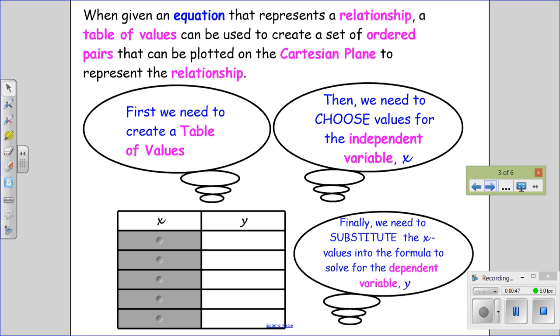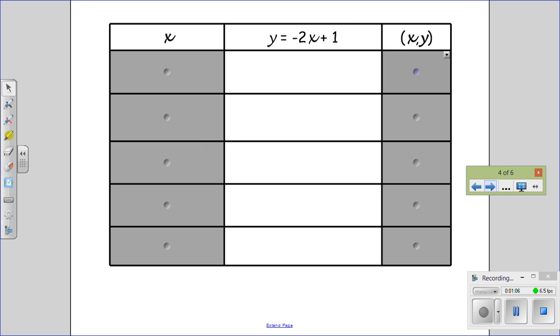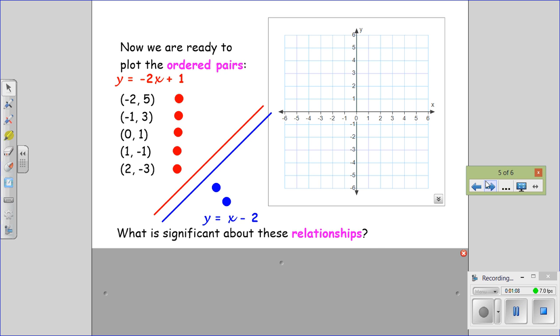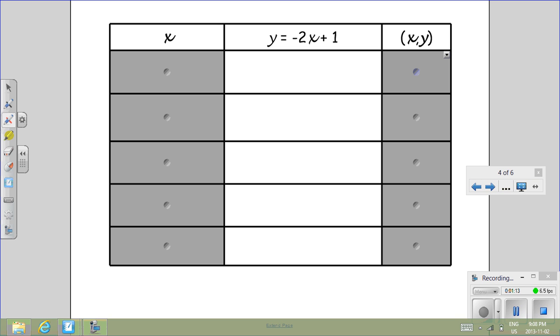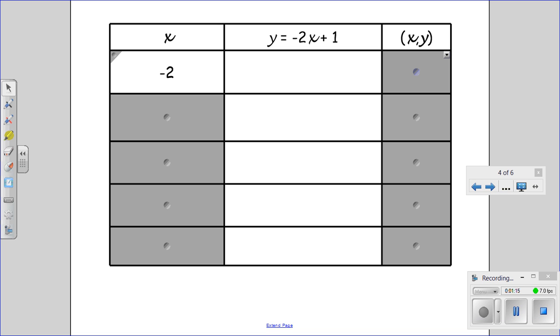So the first thing we're going to do is create a table of values, and then we need to choose values for the independent variable x. The easiest values are numbers like -2, -1, 0, 1, and 2. Then we substitute those values into the formula to solve for the dependent variable y. So for example, y equals -2x plus 1. We're going to pick all our x values to be -2, -1, 0, 1, and 2, and substitute into the equation.